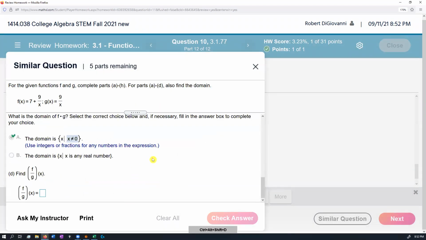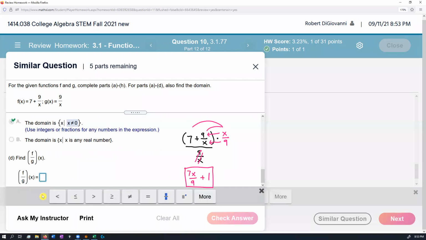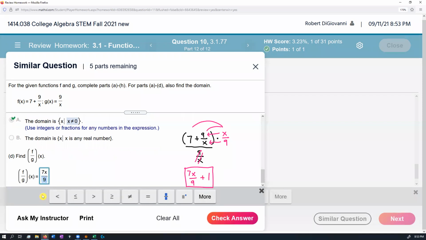All right, now we want to do f divided by g. So we want to take the f function and divide by the g function. Now what I'm going to do is use the fact that division is the same as multiplication of the reciprocal. So I'm going to take the top here and I'm going to multiply by the reciprocal of the bottom. And now I distribute through. So when I do the 7 times the x over 9, I get 7x over 9. Then plus, now when I multiply these, I get 9x, and on the bottom 9x, so that's plus 1. And that should be it. 7x over 9 plus 1.